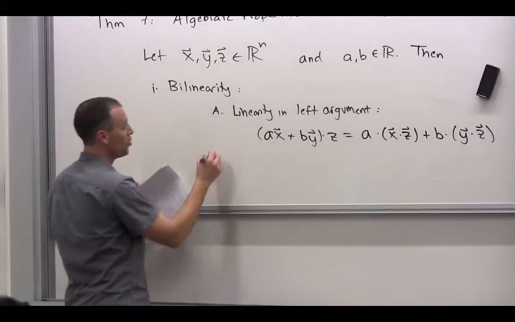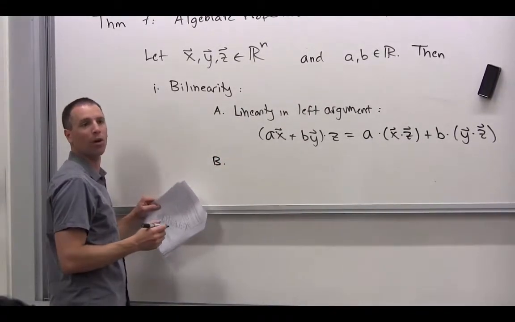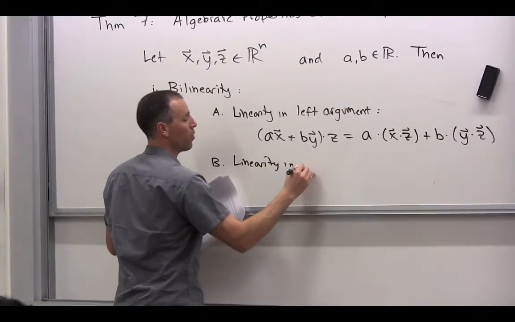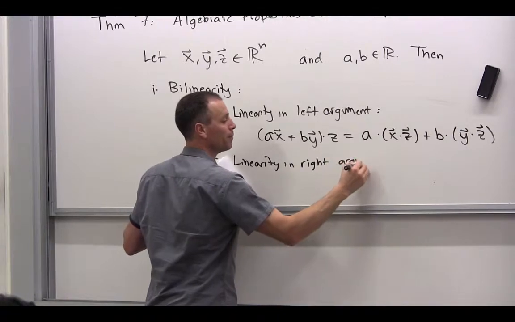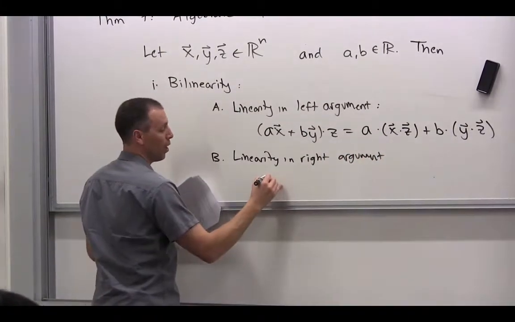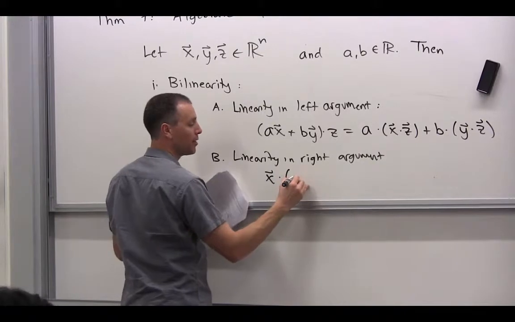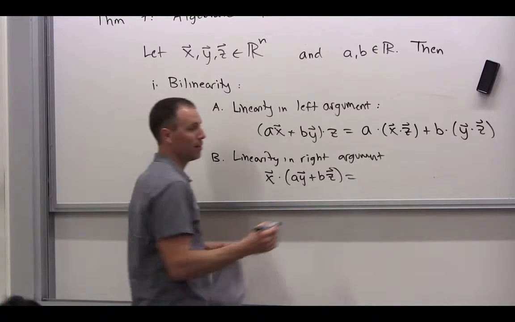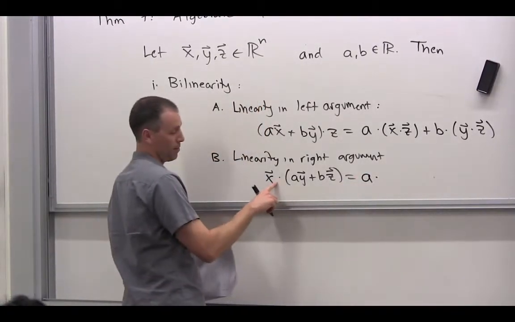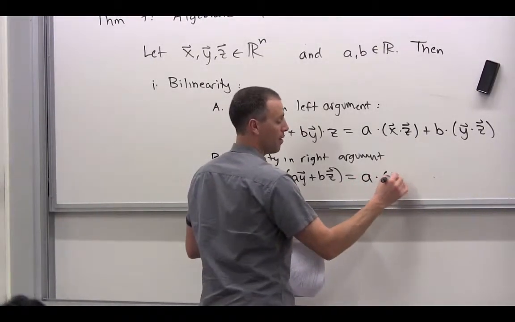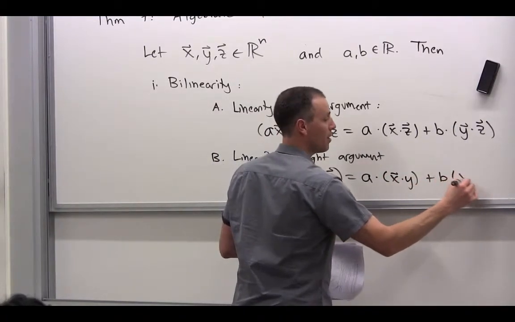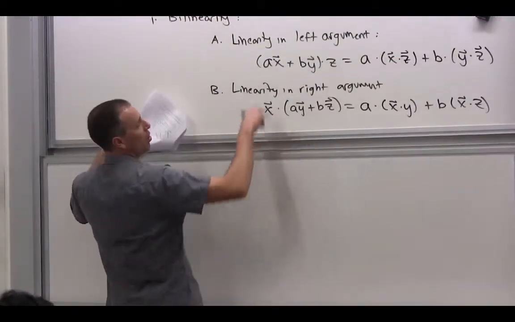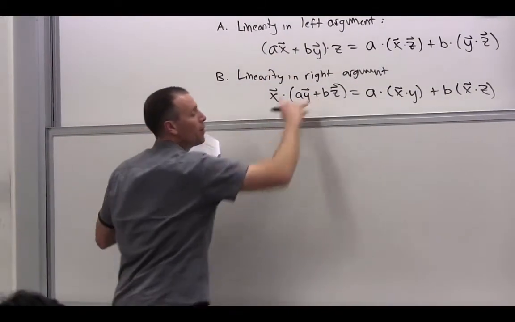right? Okay, so could you guess if we have linearity in the left argument, what else do we have for bilinearity? Linearity in the right argument, and can you guess what that means? Well, I would have x dot ay plus bz, and could you guess what that must be? a xy plus b xz. That's called bilinearity. It's linear in the left argument and it's linear in the right argument.